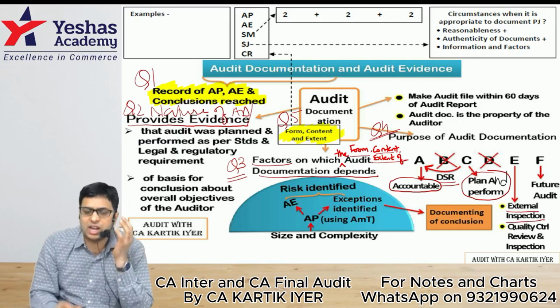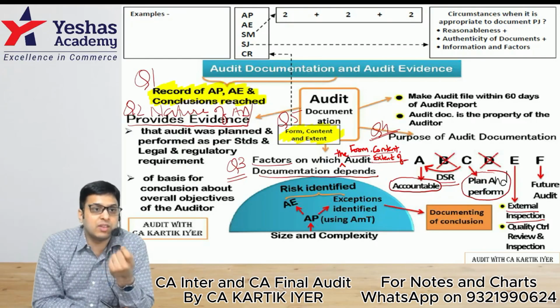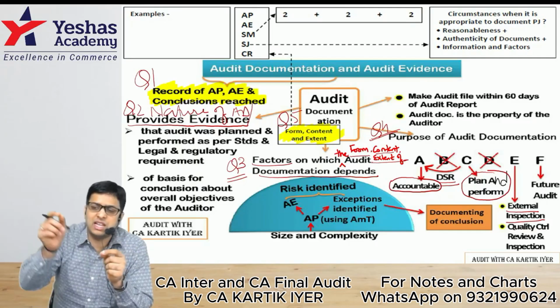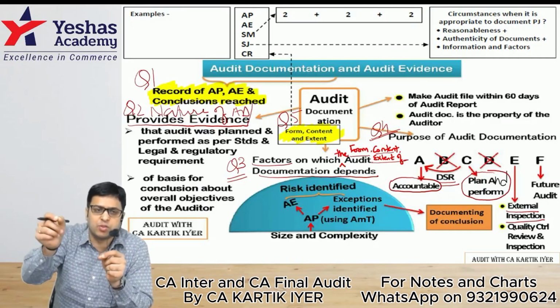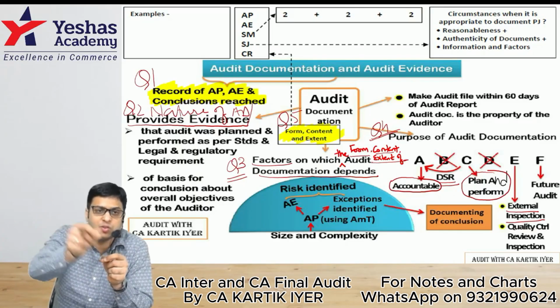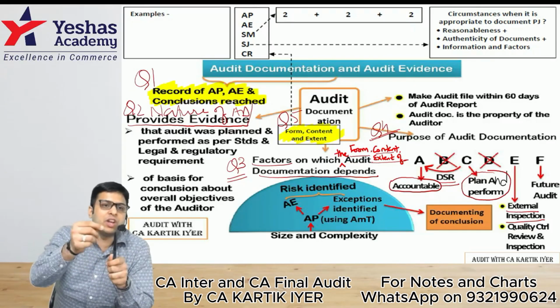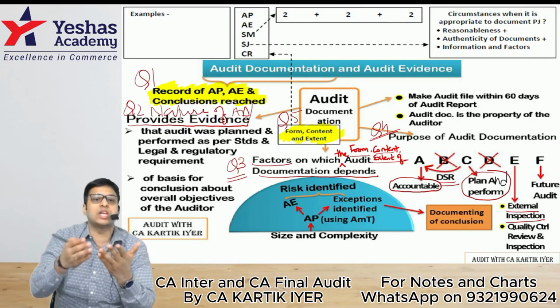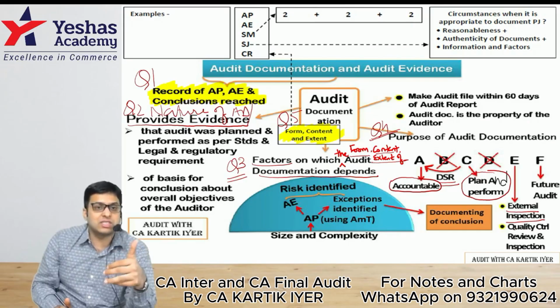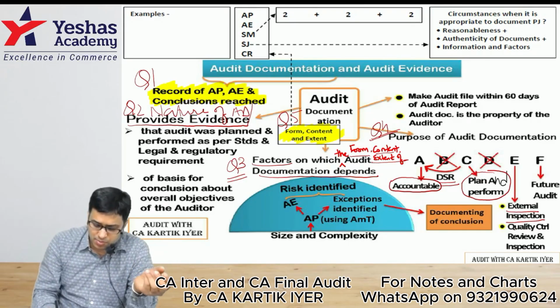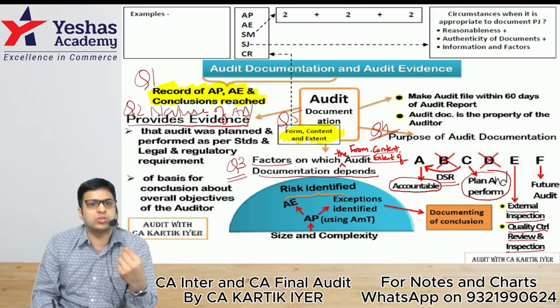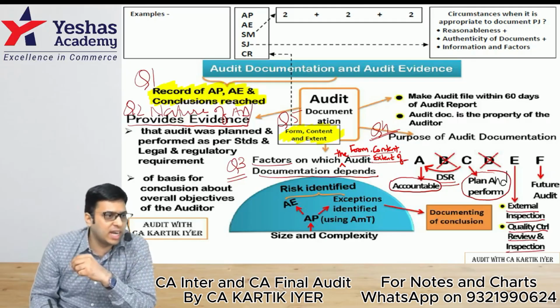I told you in class while teaching that in peer review and quality review, in case of peer review, ICAI can send a peer reviewer to the CA firm, and the peer reviewer may request the CA firm to show their documentation. So in that case, if the CA firm shows the documentation, there is quality control review and inspection going on. In that also, audit documentation can be of great help.